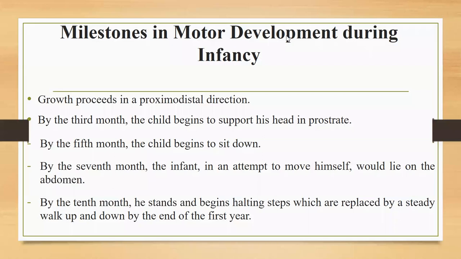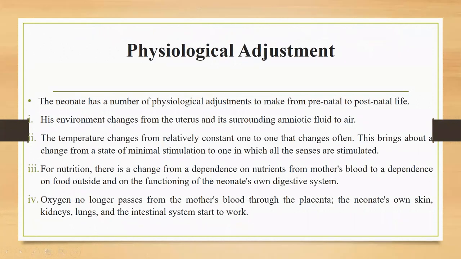Again, they should be able to begin to sit at a particular period in time, especially the 5 to 6 month. At the 10th month, the child should be able to stand and equally make moves. Some children are able to walk before 1 year. So at the 10th month, some are able to walk, others are able to stand, others are still crawling. Individual difference.